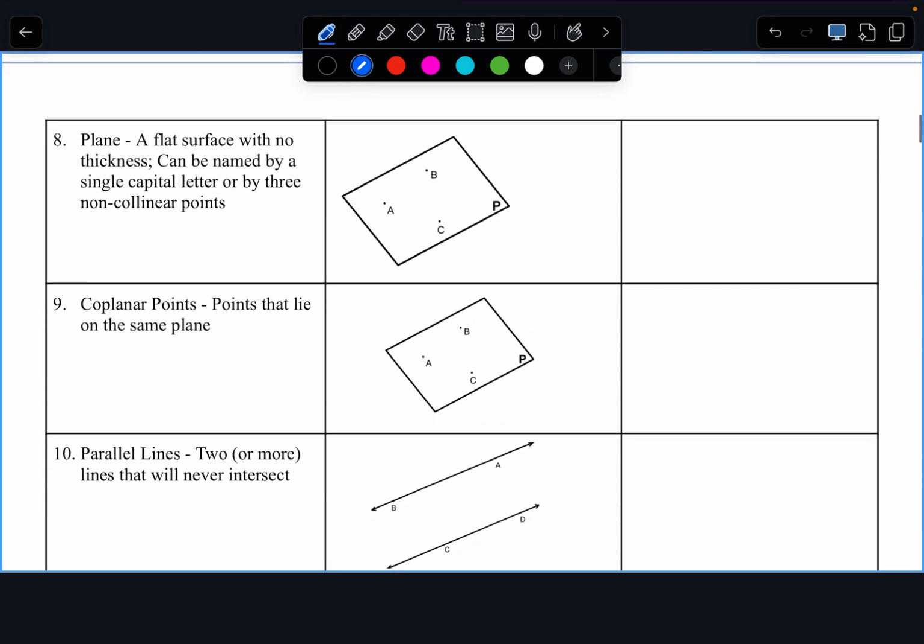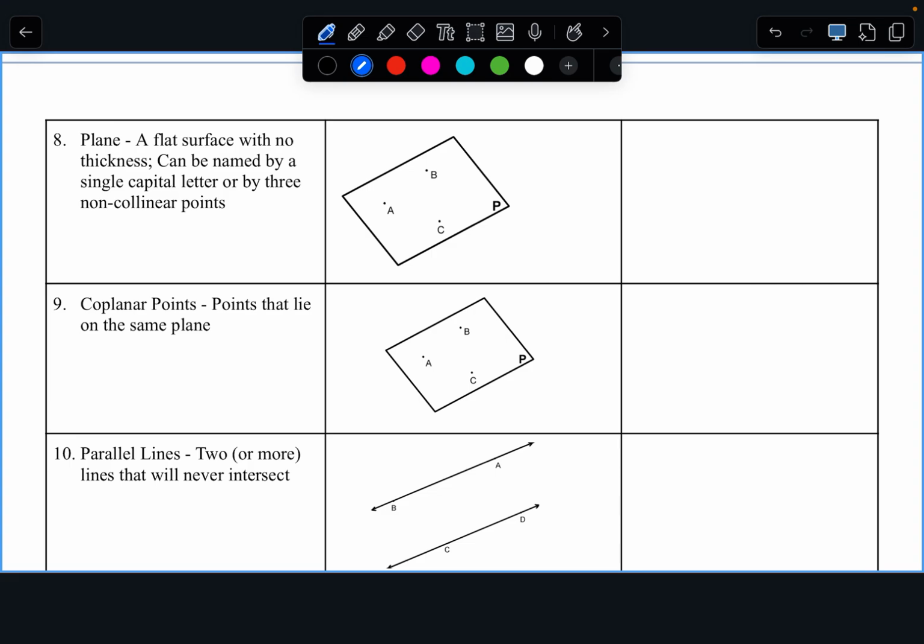Again, as I said, today and tomorrow are just a lot of definitions. Wednesday, we'll start working with those definitions. So a plane is a flat surface. It doesn't have any thickness, but it can be named by a single capital letter or by any 3 non-collinear points, meaning 3 points that don't form a line.